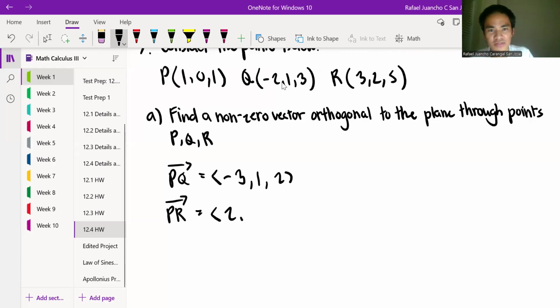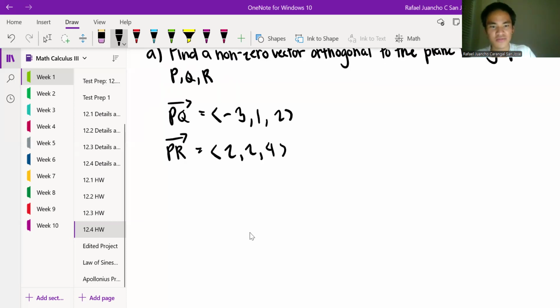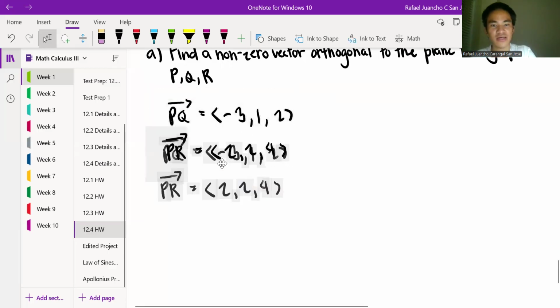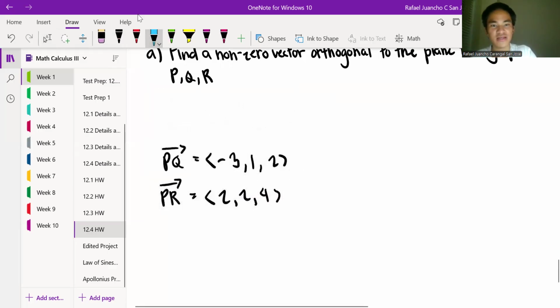So this is 2, this is 2, this is 4, I believe. Unless I wrote my points incorrectly. Okay. Now I want to get the cross product of those two. The idea here is going to be, I always highlight, I like highlighting, to find the cross product.